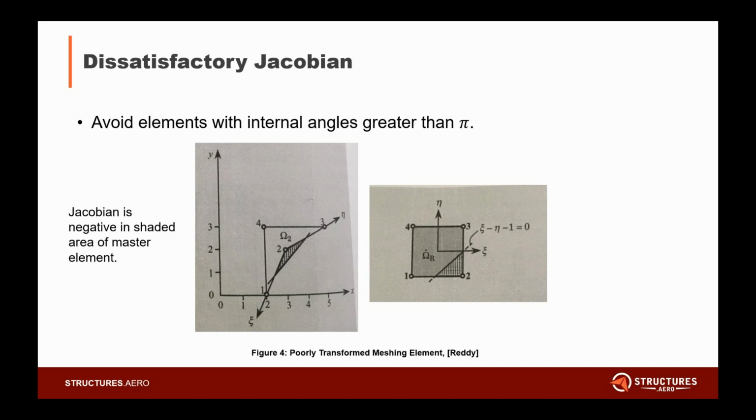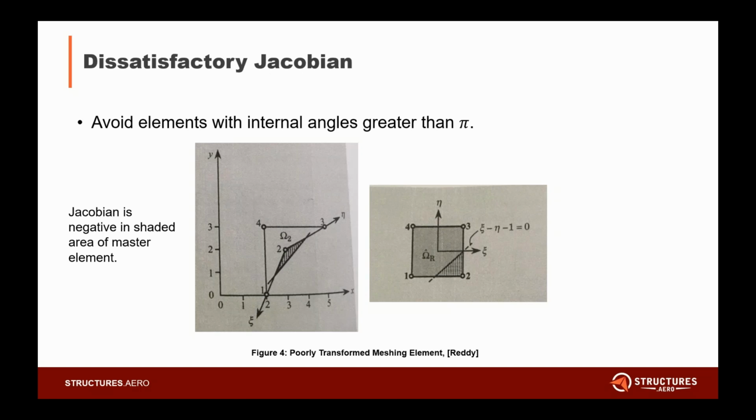The shaded area of the real meshing element on the left does not exist as part of the actual element, yet is mapped into the bottom right-hand corner of the master element on the right. This mapping is not one-to-one. You're getting information mapped to your master element that doesn't actually exist in your mesh as you've created it.